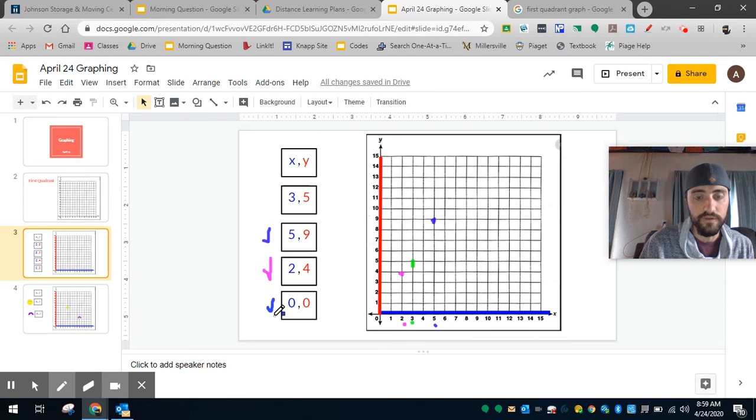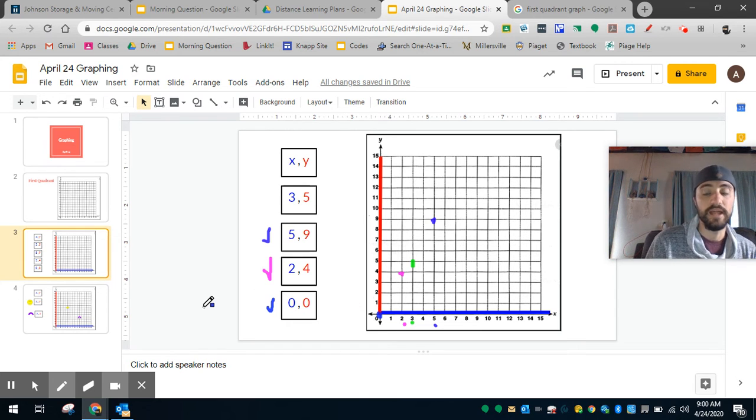So I go over 0. Okay, I'm hanging out right here, and up 0. So the whole time I'm just right here. And that spot at 0, 0, right in the corner, where I did not move in the X direction and I did not move in the Y direction, is called our origin. That spot at 0, 0 is called the origin.